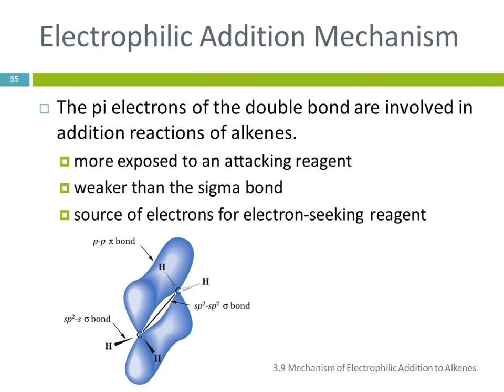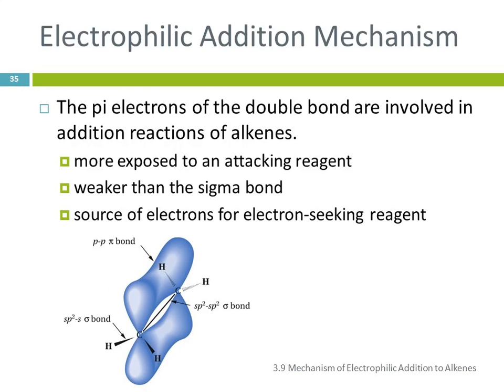So let's look at the mechanism of this. This is an electrophilic addition mechanism. Here we have an illustration of a carbon-carbon double bond. There's a sigma bond between the two carbons, which is a result of the end-to-end overlap of an sp2 hybrid orbital on each carbon. And there's one remaining p orbital that's not hybridized on each carbon, and that one's vertically aligned. And the pi bond arises from the side-to-side overlap.